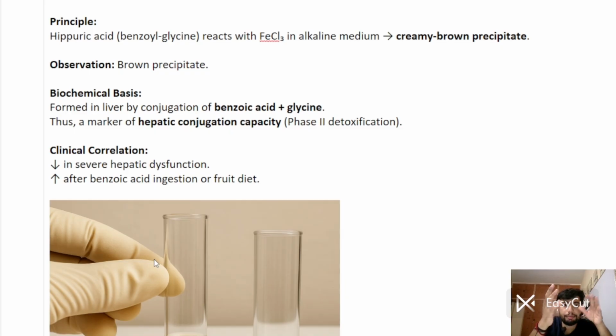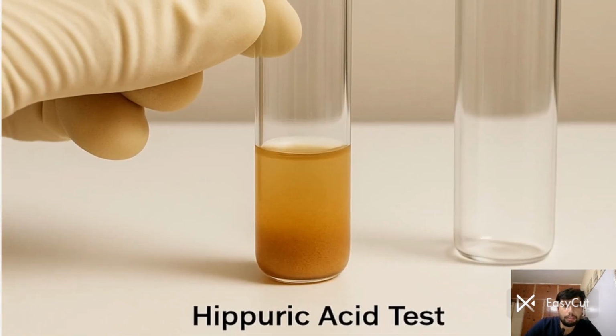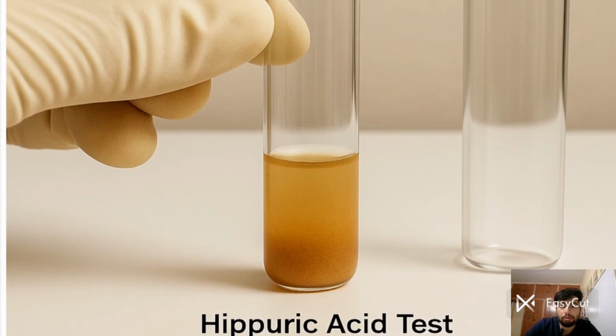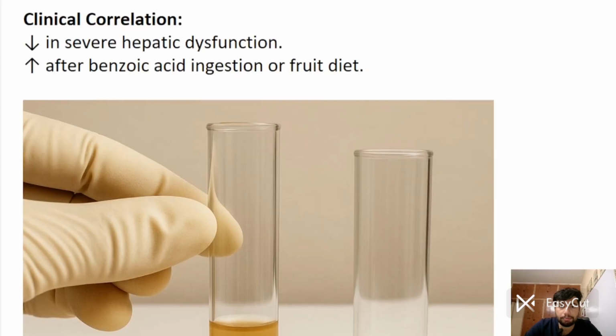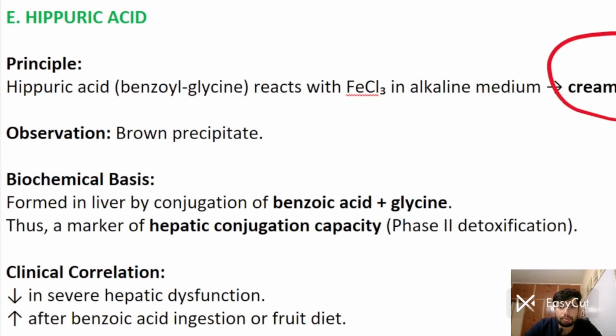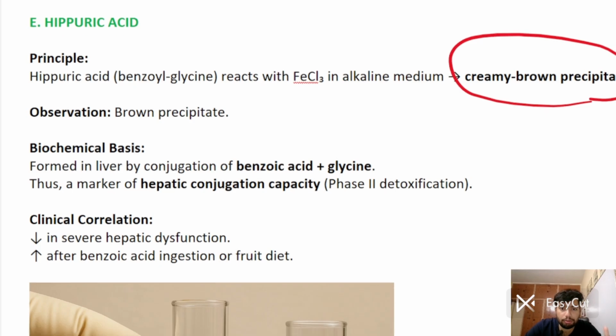Whenever hippuric acid, that is benzoyl glycine, reacts with ferric chloride in alkaline medium, it forms a creamy brown precipitate. You can see here this creamy brown precipitate. I hope it is visible to you. I have discussed what it is; clinically it is reduced in severe hepatic dysfunction, and after benzoic acid ingestion or a fruit diet, it increases. Clear?